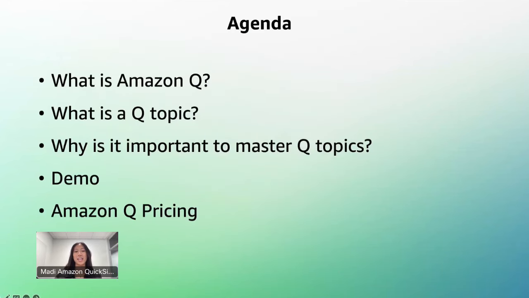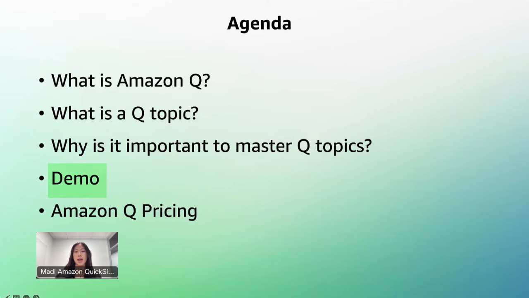All right, and then here's the agenda for today. So we have what is Amazon Q, and then we'll go over just a few of the feature capabilities, what is a Q topic and how it can help you on your Amazon Q journey in QuickSight, why it's important to master them. We'll do a demo about Q topics.